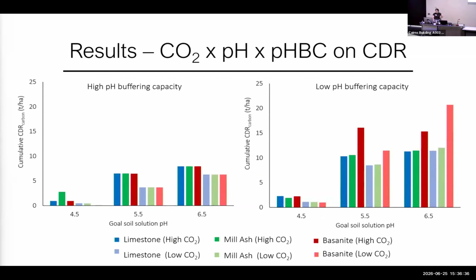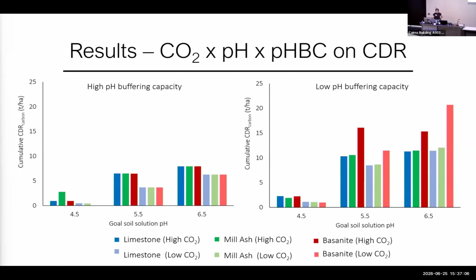And then when we look at the interaction between pH buffering capacity, CO2 and pH, that last plot is now on the left, and we're now comparing that high pH buffering capacity with a low pH buffering capacity. And by far, pH buffering capacity has the much bigger effect. And so we can see much higher rates of CDR in all scenarios where the soils buffer or resist changes to pH less.